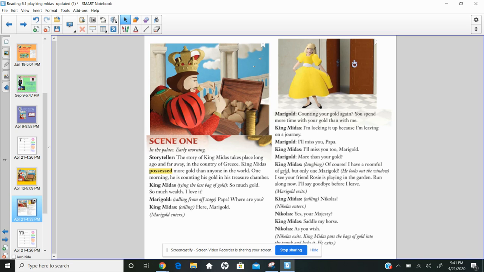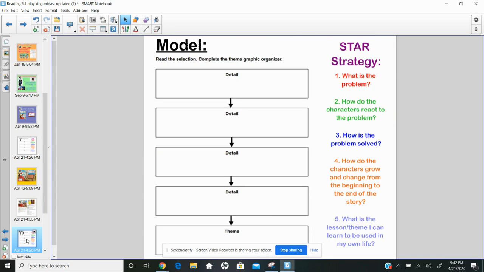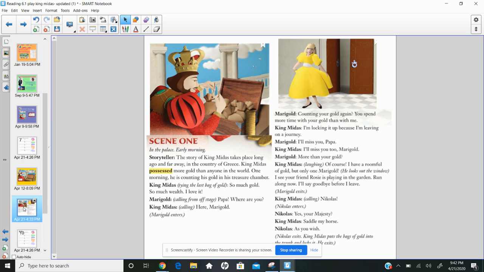Okay, so I've learned a little bit about the characters. It seems like King Midas and Marigold are the main characters of this scene. So now I need to be able to fill in the first detail. What is the problem? Well, I don't know too much about the story yet, but I know the problem normally comes in the beginning of the story. And it seems right now that Marigold was a little bit upset.